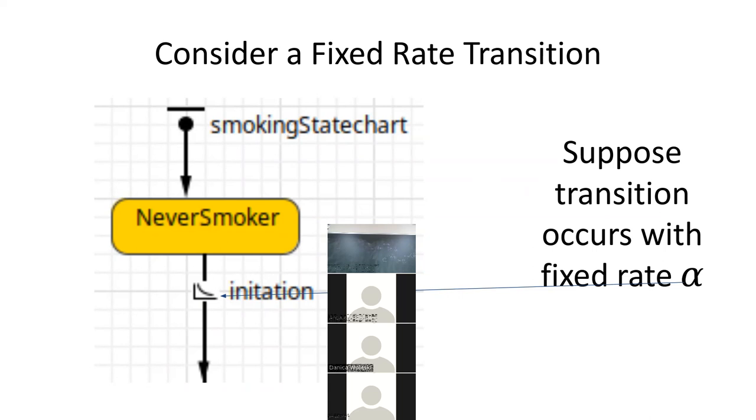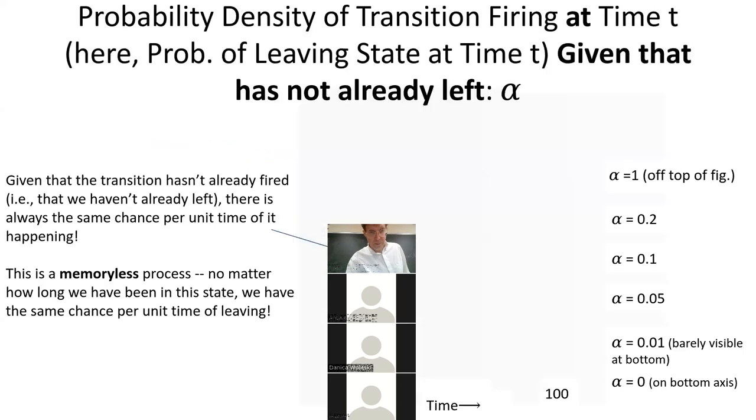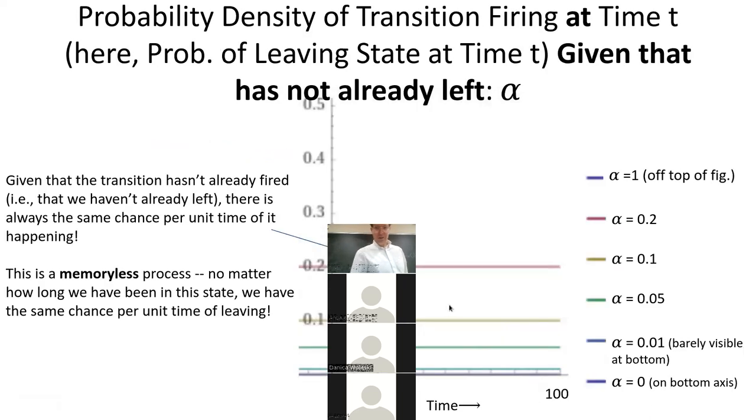If you are the most senior of professors like myself, your chance of leaving in the next year is also 5%. Okay. This is memoryless. So if you find me asking this on the final exam, just remember it's memoryless. It doesn't matter how long you've been there, you have that same chance. A rate transition with a fixed rate. If you haven't left already, you have that same chance to flee.